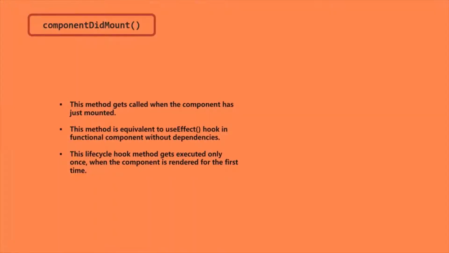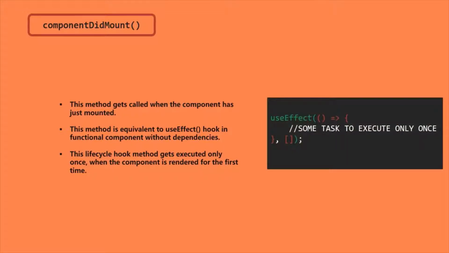Now, the first and the most important lifecycle method is the componentDidMount method. Just like the render method of a class-based component, componentDidMount is a built-in method of a class-based component. To use this method, your component class must inherit from React's built-in Component class. This method gets called whenever your component is just mounted. That means this lifecycle method is called when the component is evaluated and rendered in the DOM. And this method is equivalent to the useEffect React hook, but without any dependencies.